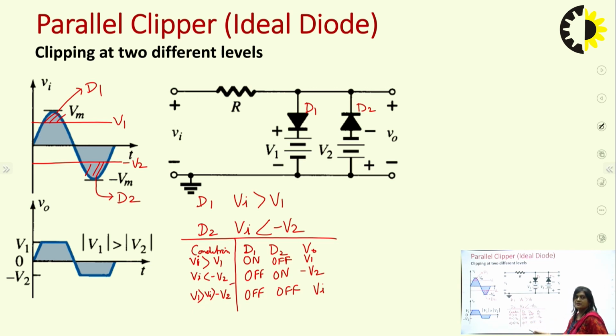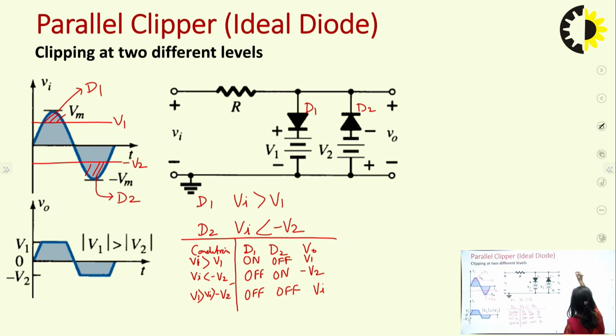If both diodes are off, both will be open circuit, so no current will flow through these arms. Our total input voltage will be expressed across the output, and that's why the output would follow the input. If D1 is on and D2 is off, D2 will be open circuit and D1 will be short circuit, so the output voltage V0 would be equal to V1. And in the other condition, when D1 is off and D2 is on, D1 will be open circuit and D2 will be short circuit, so the output voltage V0 would be equal to minus V2. So these are the conditions that we have obtained.